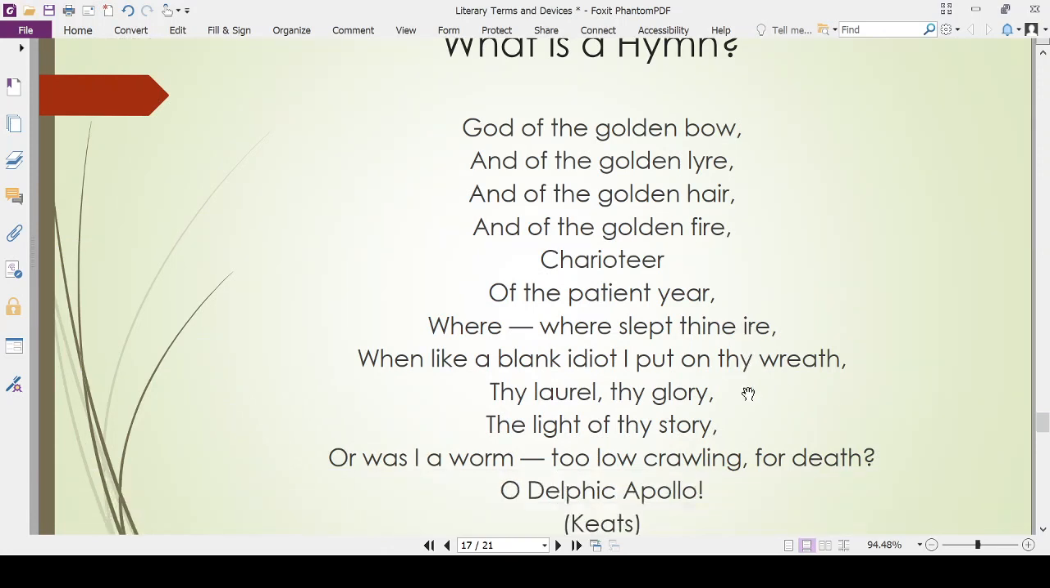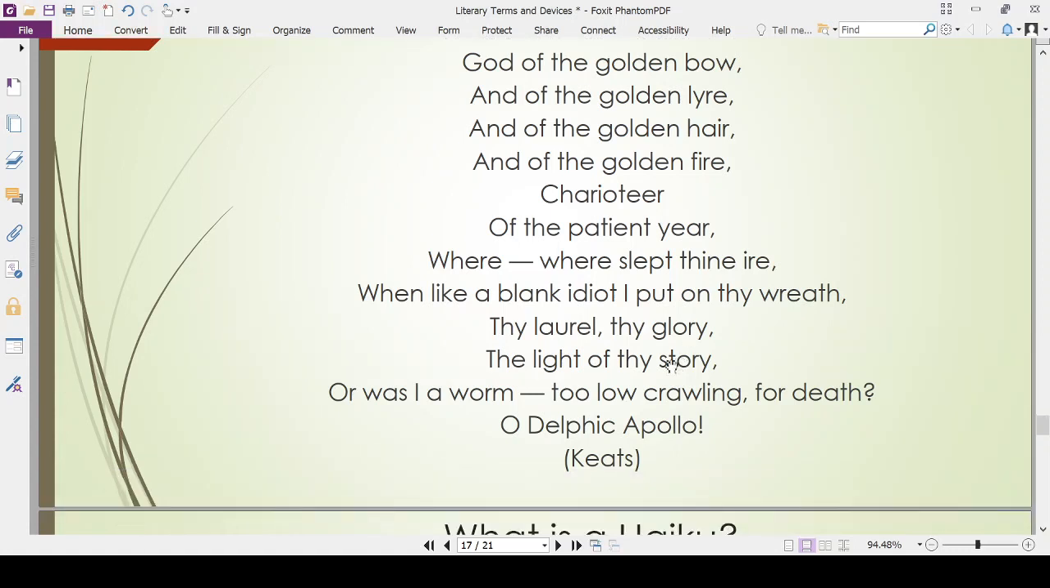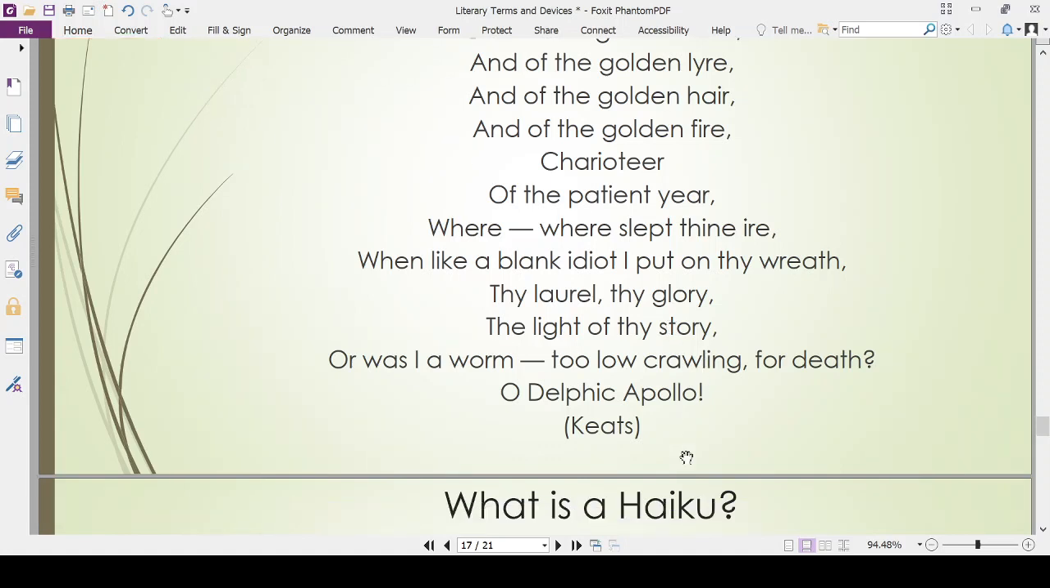God of the golden bow, God of the golden lyre, and of the golden hair, and of the golden fire, charioteer of the patient year, where were slipped thine ire, when like a blank idiot I put on thy wreath, thy laurel, thy glory, the light of thy story. Oh, or was I a worm too low crawling for death, O Delphic Apollo?